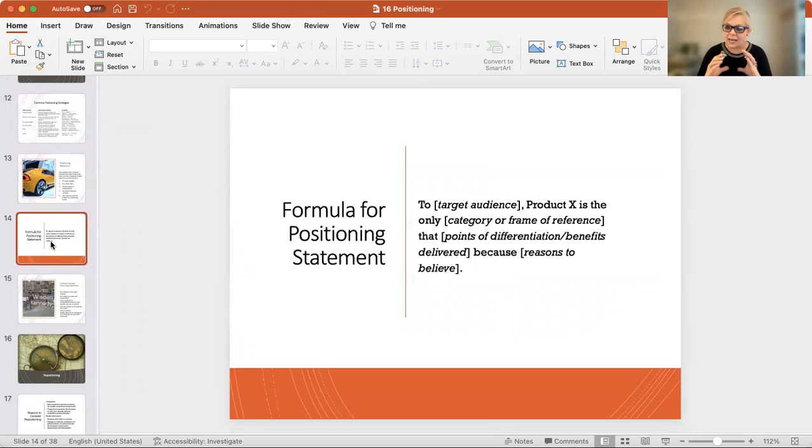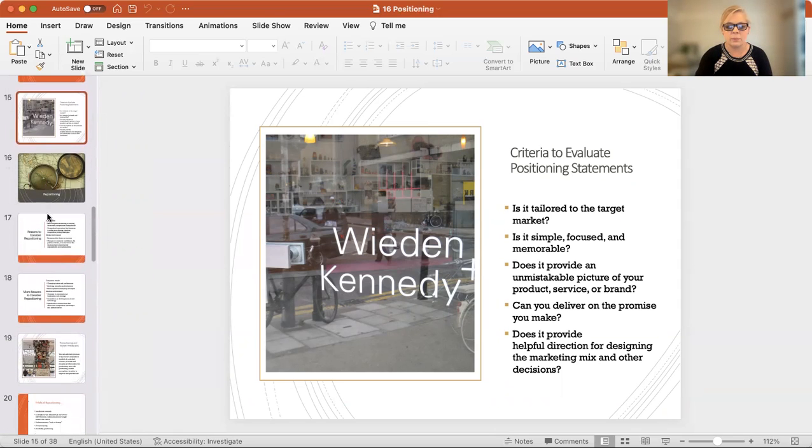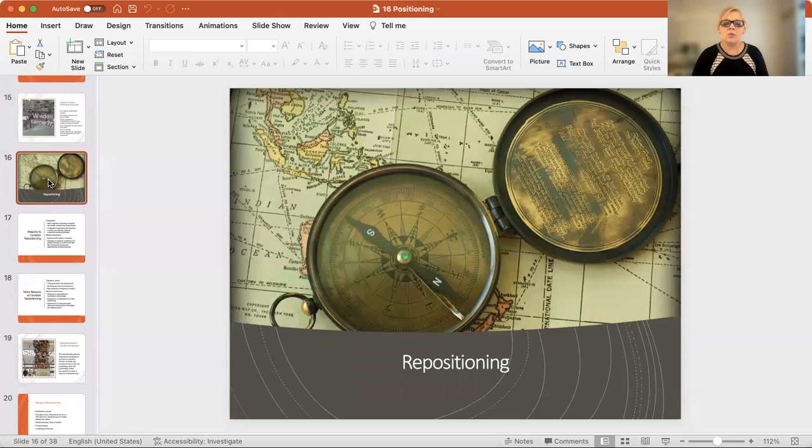So here is a nice solid formula. To blank audience, product X is the only blank category frame of reference that points to differentiation benefits delivered because these are reason to believe. This is a very nice, succinct way of formulating your positioning statement. Okay. What are some criteria to evaluate positioning? Is it tailored to the market? Is it simple? Is it providing helpful direction? These are all sort of things that we need to think about when developing our positioning statement.